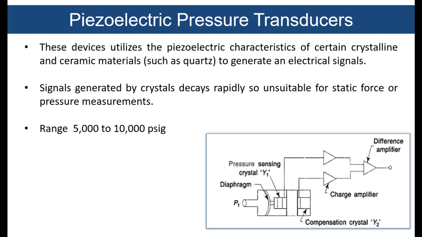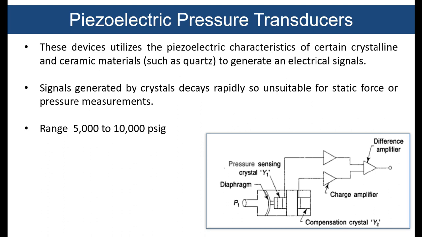As we can see in this block diagram, at the very left we have P1 as the pressure input, then the diaphragm, then the pressure sensing crystal, which is connected to the differential charge amplifier. We have two crystals in that: one is the pressure sensing crystal Y1 and another is the compensation crystal Y2. Further it goes to the charge amplifier, and then to the difference amplifier to get the data.